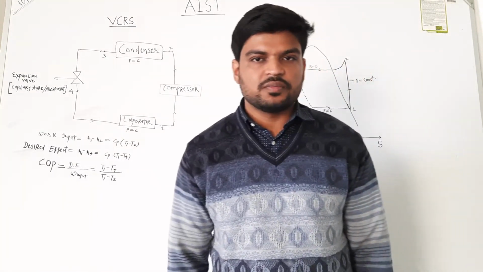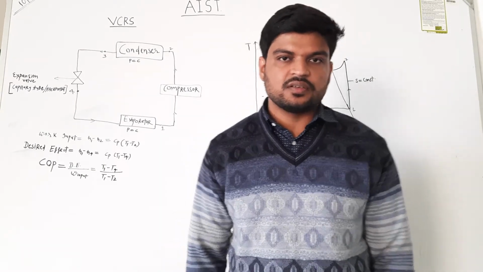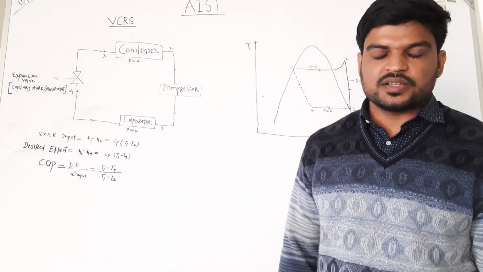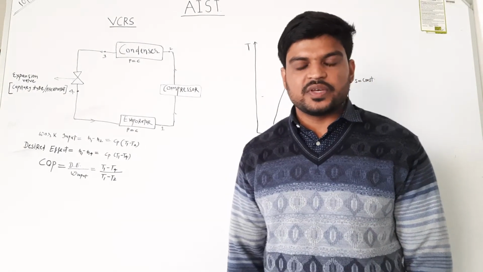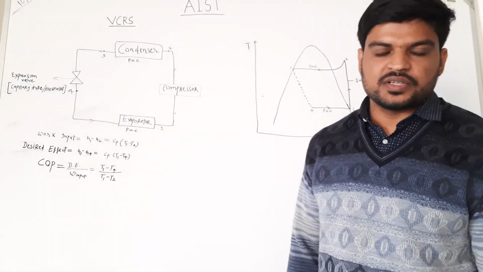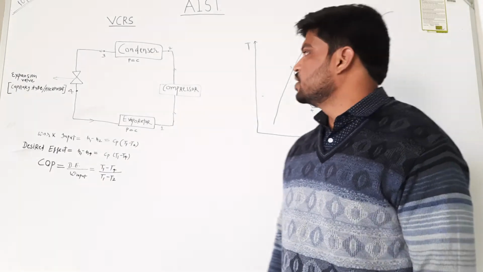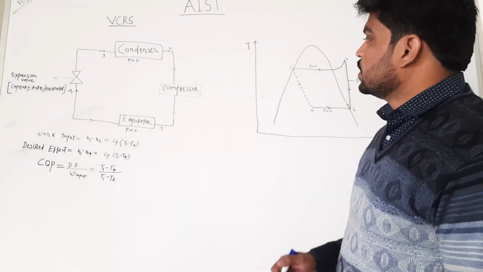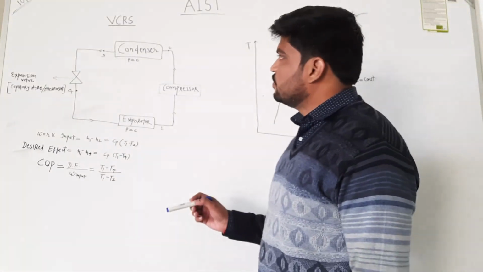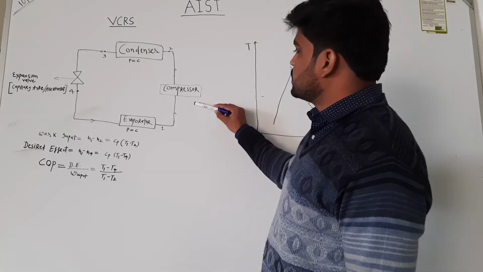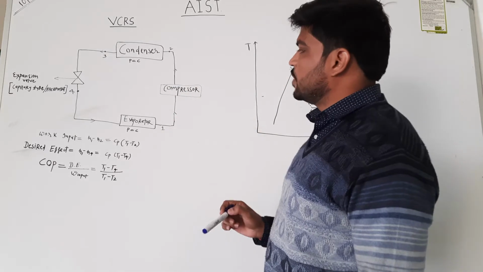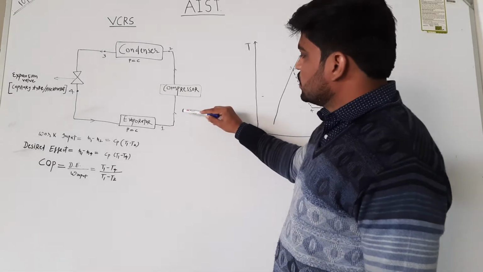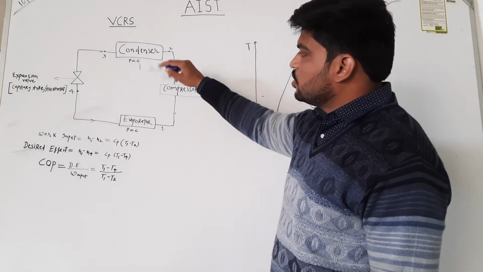So we have to perform the refrigeration test rig experiment. For a better understanding of that experiment, firstly we have to understand the basic principle and operation of the vapor compression refrigeration cycle. There are four basic components in the VCRS cycle: compressor, condenser, expansion valve and the evaporator. As you can see, this cycle is in anti-clockwise direction.